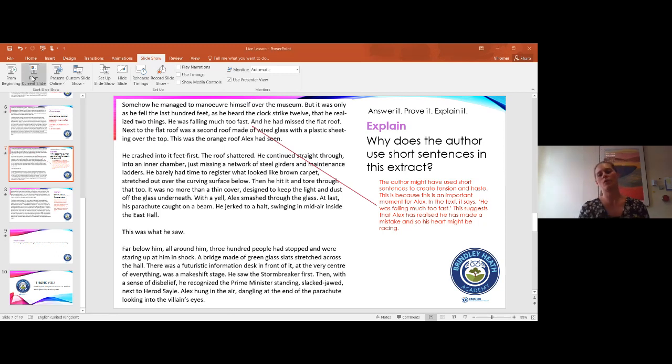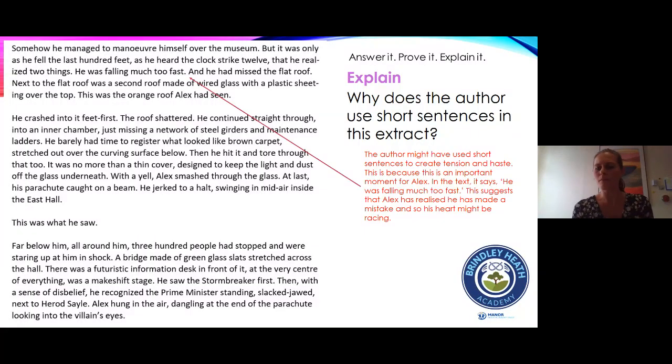Okay, so let's have a look then at that question. So the author might have used short sentences to create tension and haste. Haste means speed, so it's picking up speed in the text. This is because this is an important moment for Alex. In the text, it says he was falling much too fast. This suggests that Alex has realised he has made a mistake, and so his heart might be racing. And as a reader, your heart might be racing because you might be thinking, well, what's going to happen to him? He's falling. What's he going to do? And then obviously he crashes, and then you think, well, what's he crashing into? What's he going to find when he crashes through the roof? So it's all to do with building tension and haste in this paragraph.